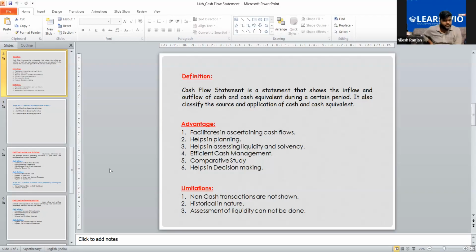In the advantages, at the third point, it's written that it helps in assessing liquidity, but in limitations, it's written that assessment of liquidity cannot be done. Yes, that's what I'm saying, that the advantage is treated as a negative item in the limitations.